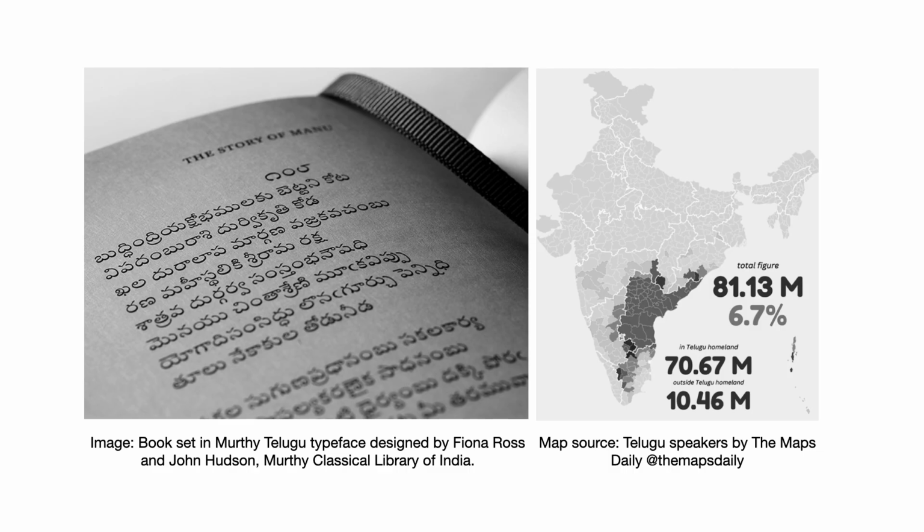The Telugu language is spoken by around 80 million people, mainly in the southern Indian states of Telangana and Andhra Pradesh. With 10 million people living outside the Telugu heartland, it is the world's 14th most spoken native language and one of the fastest growing languages in the United States.